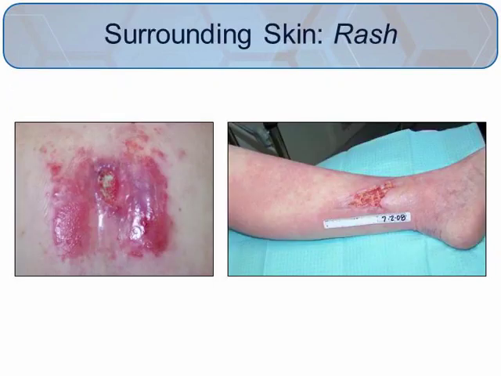Now, rashes can occur for varying reasons, and in wound care we frequently see them because patients react to the products we use. So on the left-hand side is a patient with a pressure ulcer over the thoracic spine, and a hydrocolloid was being used, and the patient has a contact dermatitis from the hydrocolloid.